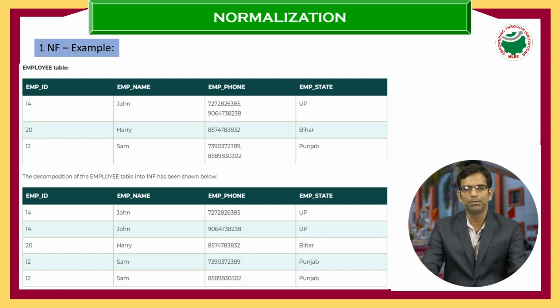You can see the example. In the first table, 14 is the employee ID, John, and the employee phone number. The decomposition is implemented, and you see the second table in the first normal form. The employee phone numbers are different, along with employee name and employee ID. So the removal of multi-value dependency is achieved in the first normal form.